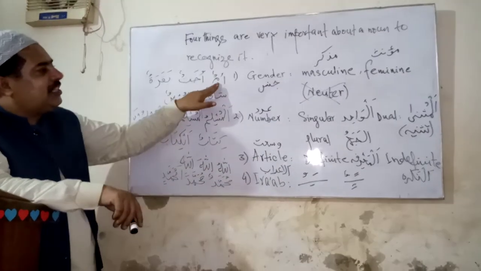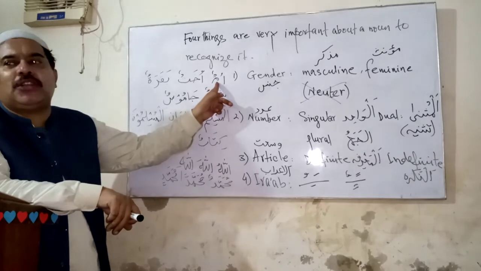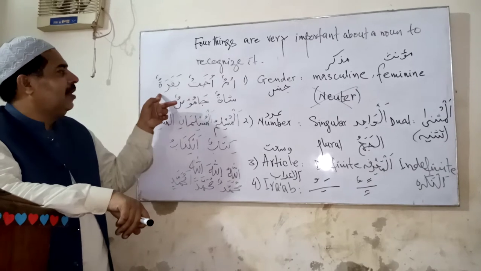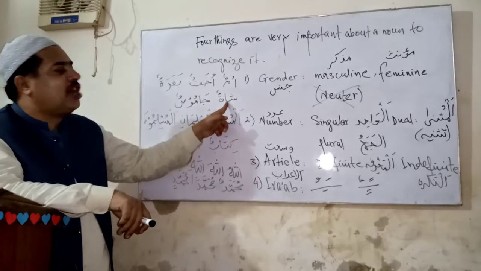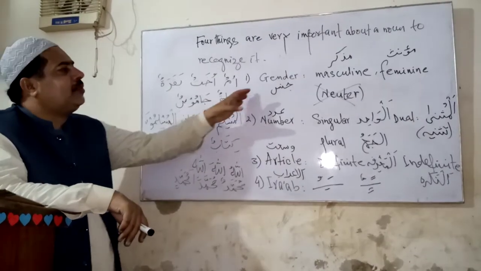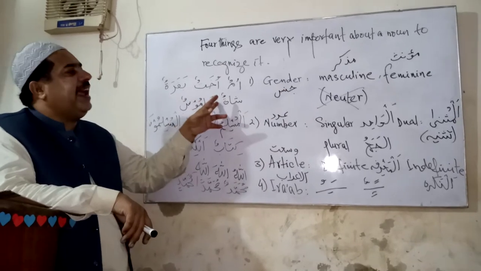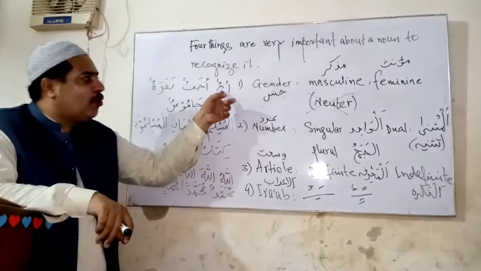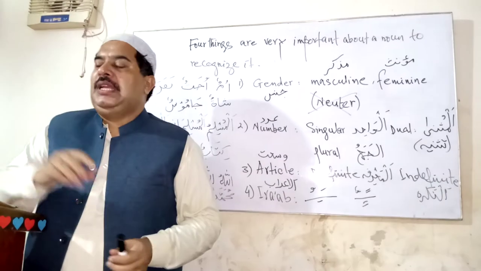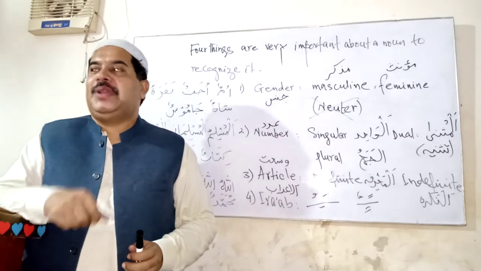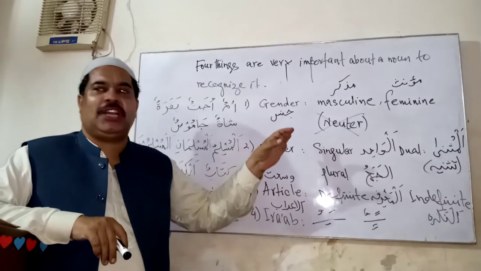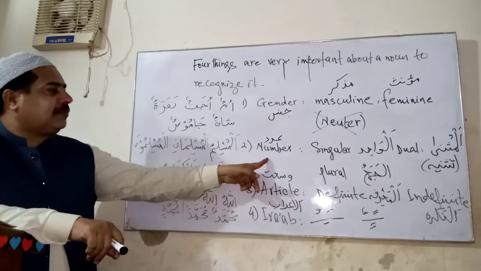Now gender. These are examples of gender. Ummun means mother. Ukhatun, sister. Bakaratun, cow. Shatun, goat. Jamusun, buffalo. All these examples are feminine. When we say Ummun, there is Abun. When we say Ukhatun, there is Akhun. When we say Bintun, there is Waladun. So there are masculine and feminine, muannas and muzakkar, tazkir or tanis.